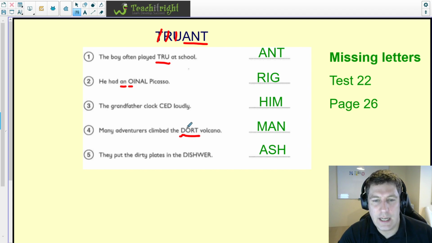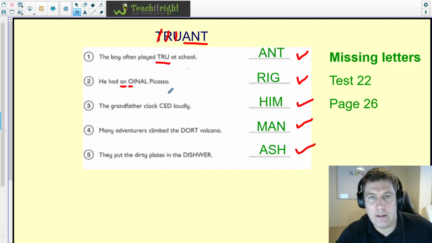So really looking at those letters to give you a bit of a clue. Okay. Number 5, they put the dirty plates in the, and the answer to this, of course, is dishwasher. And we'd be left with ash. So again, go down through, see how many you managed to get right. If you got 5 out of 5 there, brilliant. That wasn't a particularly easy one, truant. And you need to be a good speller again, particularly with words like original.